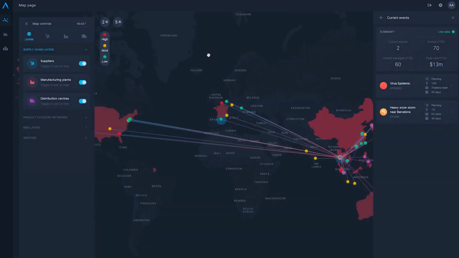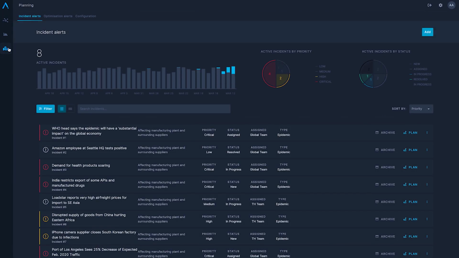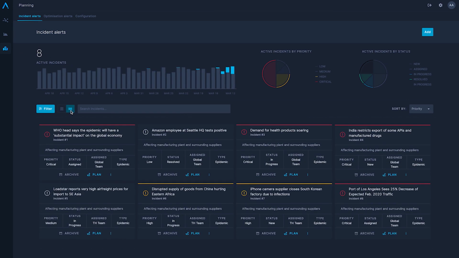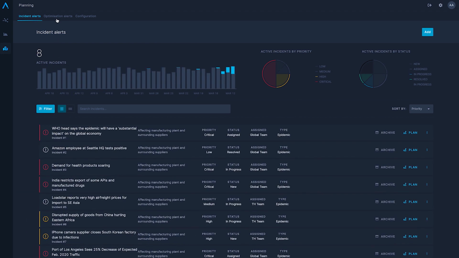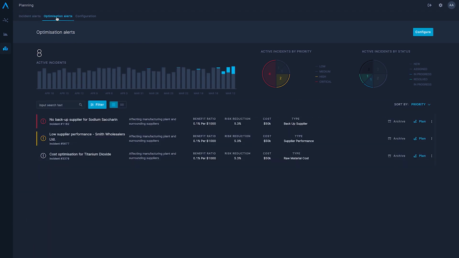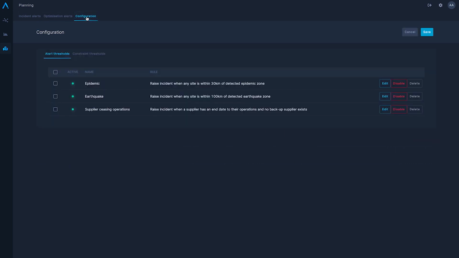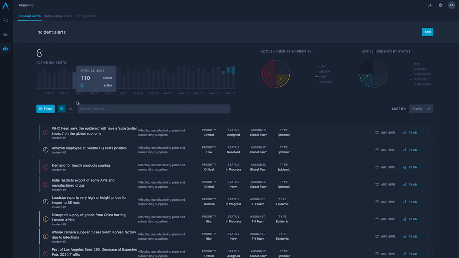Now, to resolve the impact on the supply chain, we can access our planning module. The planning module uses the information about the supply chain network, the business continuity plan, and previous decisions to determine an optimal next course of action. Operators can apply constraints that are relevant for their organization. Once you generate a potential solution, you can check its impact before verifying the course of action.